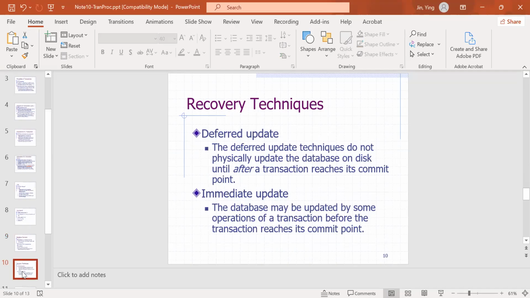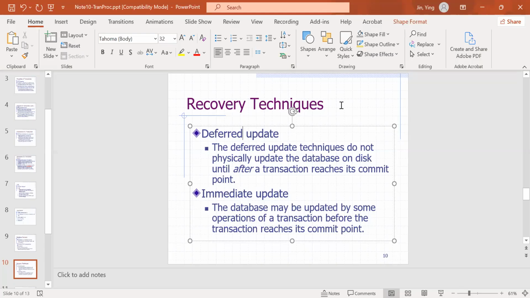Okay, so let's see the recovery technique. Mainly, no matter which technique we use, we need to use log to help us. So when there's a system error, we want to go to the log and take the content in the log and see what to do. How to design the log, when to write the log to the disk from the memory, depends on the two different techniques.